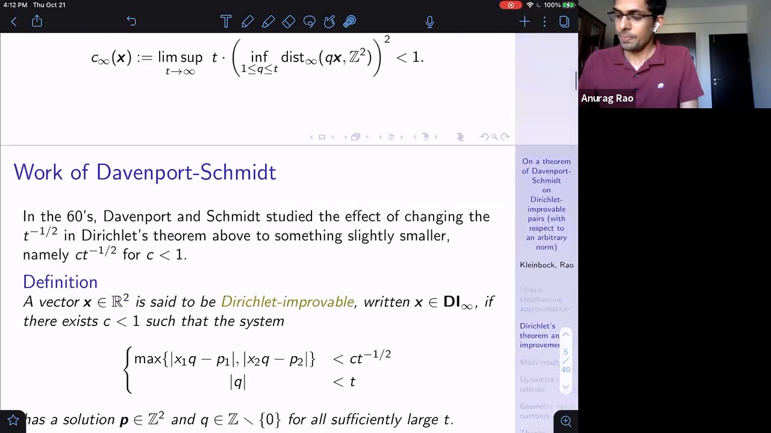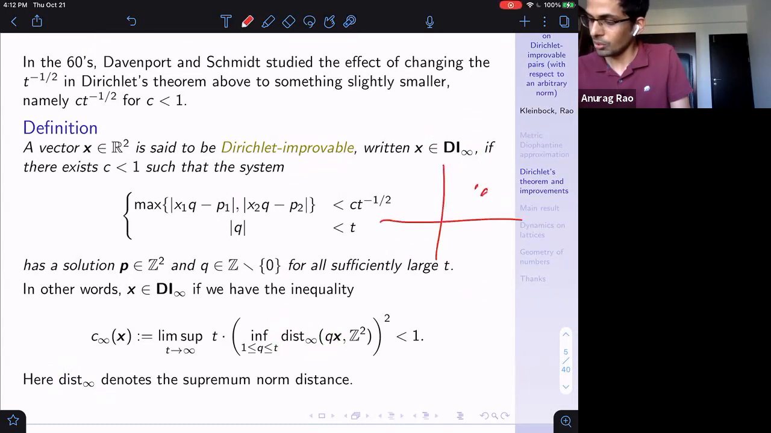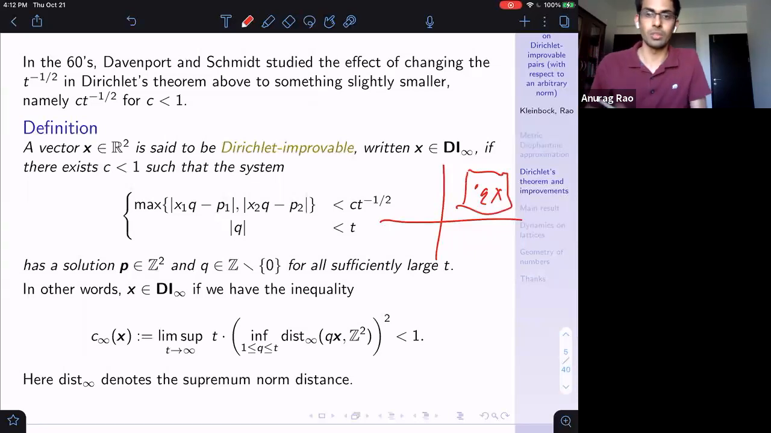Okay. So the infinity here just denotes that we're using the sup norm distance. So when we look at Qx, it's a vector in the plane. So Qx is going to be somewhere here, and then the neighborhoods are just going to be sup norm balls, which are squares. Forgive the drawing.